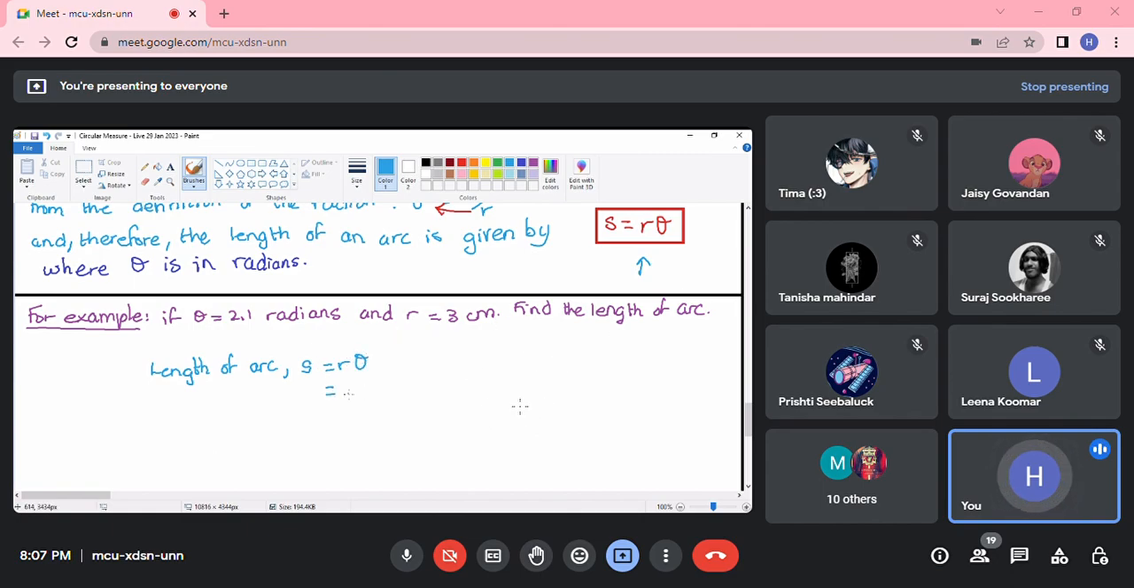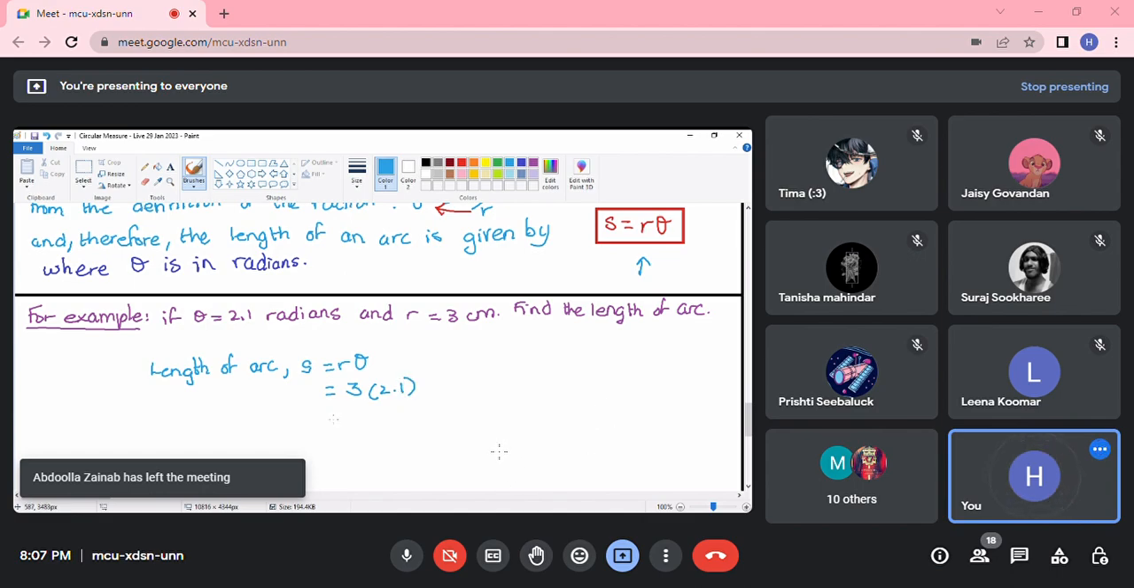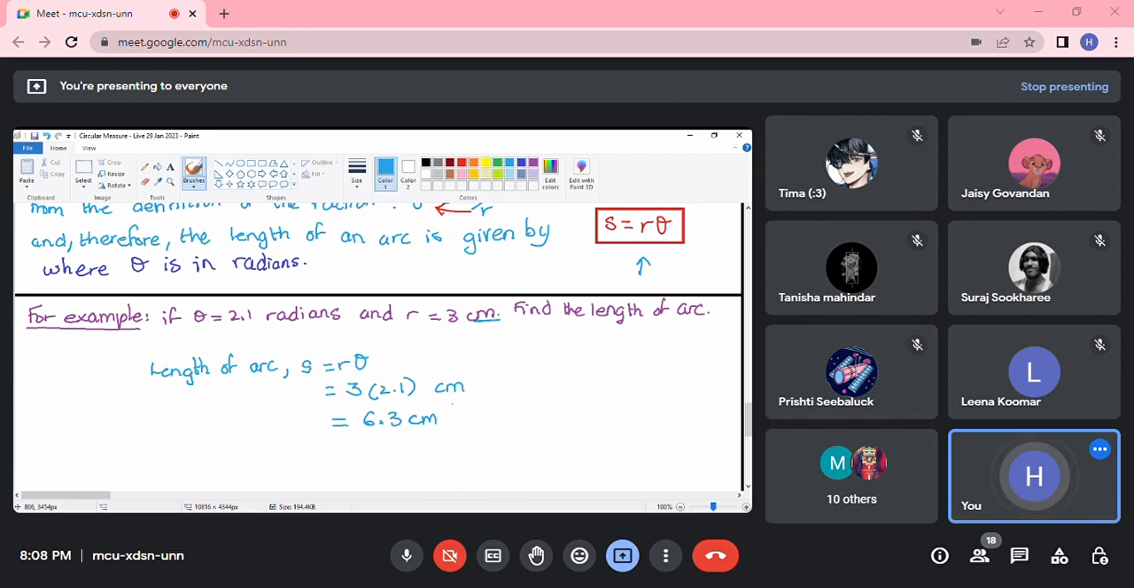Donc, what is R? R, we know that it is 3 centimeters. Et theta nous est donné dans la question que c'est 2.1 radians. So if we multiply, we get, and it's in centimeters. Avant, en haut, nous disions que radian, it is a dimensionless unit. Donc, il n'est pas vraiment compté as a unit. So, only the unit of centimeters that counts. Donc, therefore, nous pouvons gagner 6.3 centimeters. And as you can see, both the length of arc and the radius have the same unit. That is, they are both in centimeters.